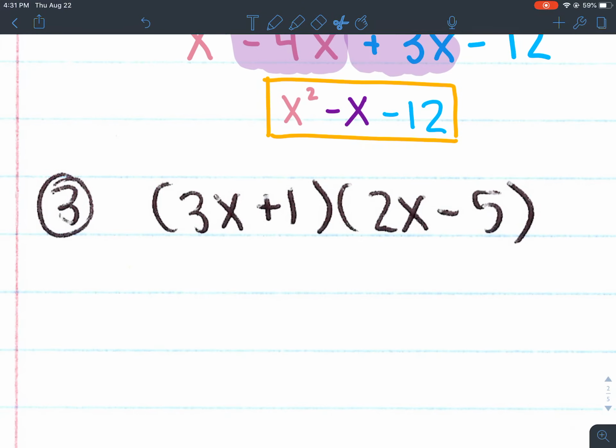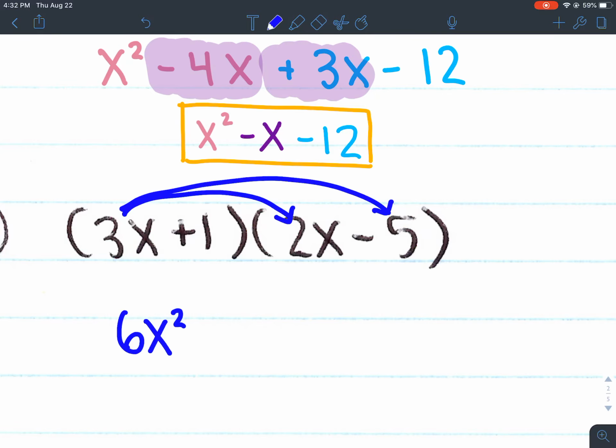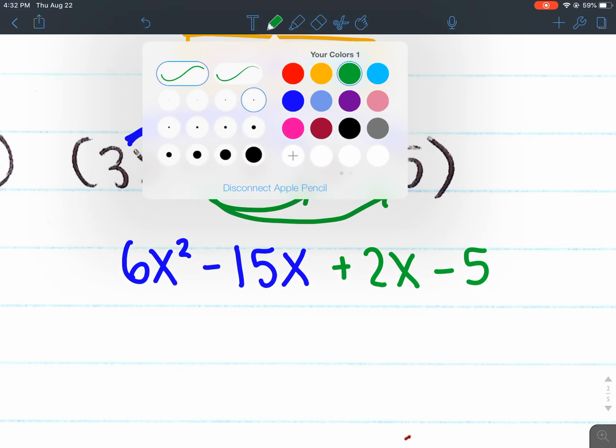All right, you're going to do the same thing. Now, this one looks a little bit different, and that's because you have a coefficient in front of your variable now, but you still treat it the same way. So we have 3x times 2x. That's going to be 6x squared, because x times x is x squared. And then we have 3x times negative 5, which is negative 15x. Then we have 1 times 2x, which is 2x. 1 times negative 5, which is negative 5. So again, you're just distributing each of those terms.